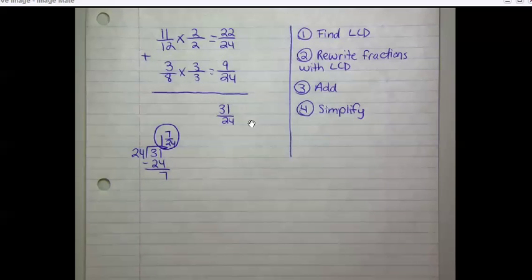And so now I have 31/24, but that's an improper fraction. And so I need to simplify that to a mixed number. And so 31 divided by 24, 24 goes into 31 one time. 1 times 24 is 24. 31 minus 24 is 7. And so with my remainder of 7, that becomes 7/24. And so my final answer is a mixed number of 1 and 7/24.